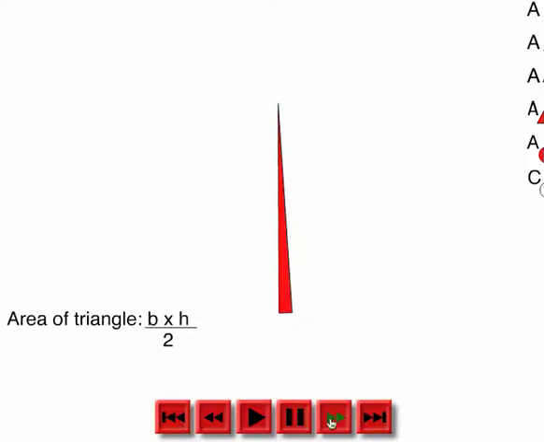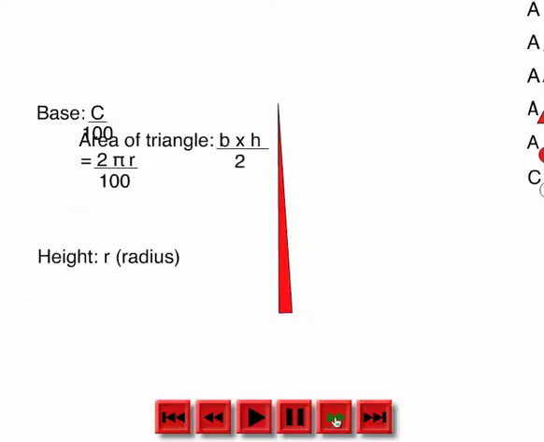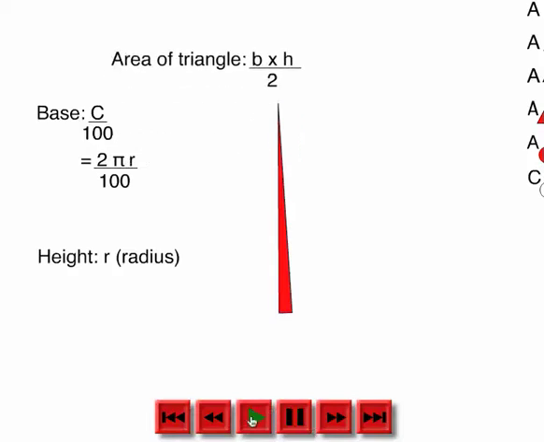So let's see what happens next. The base is the circumference divided by 100. The circumference is 2 times pi times the radius, divided by 100. And the height is the radius. So if we take the area of the triangle as base times height divided by 2, we're going to replace the base with the circumference divided by 100 and the height with the radius, and look what we get.